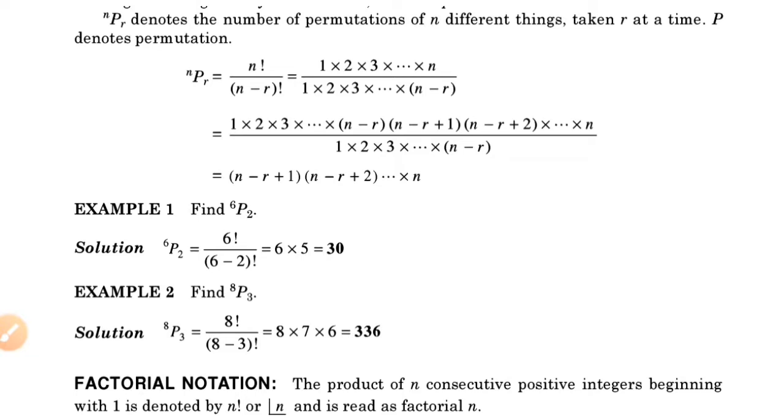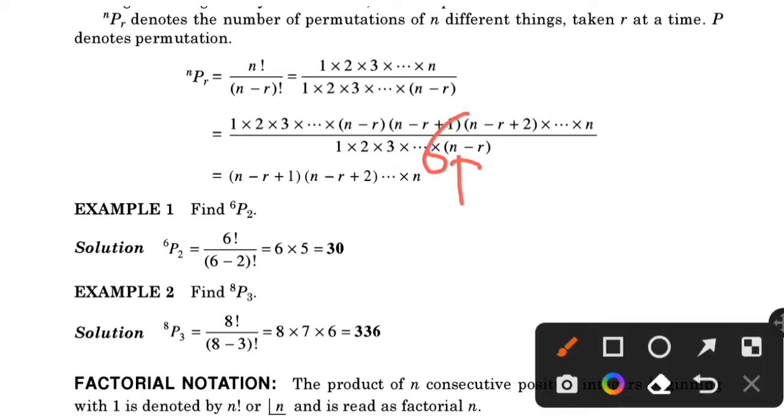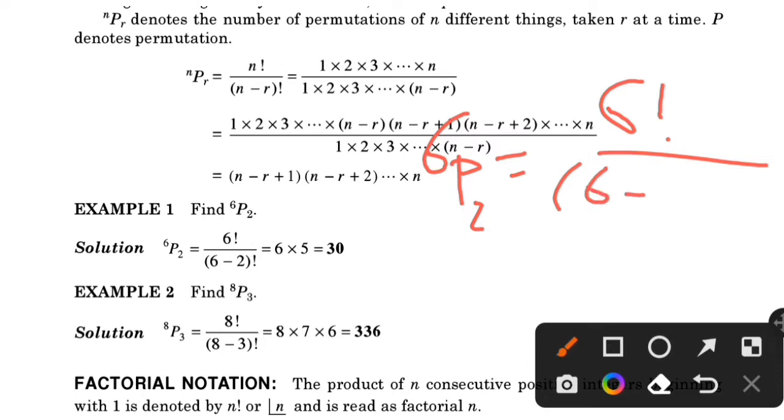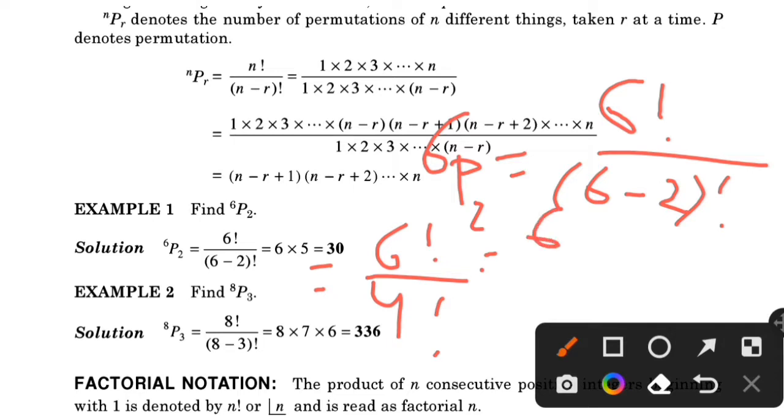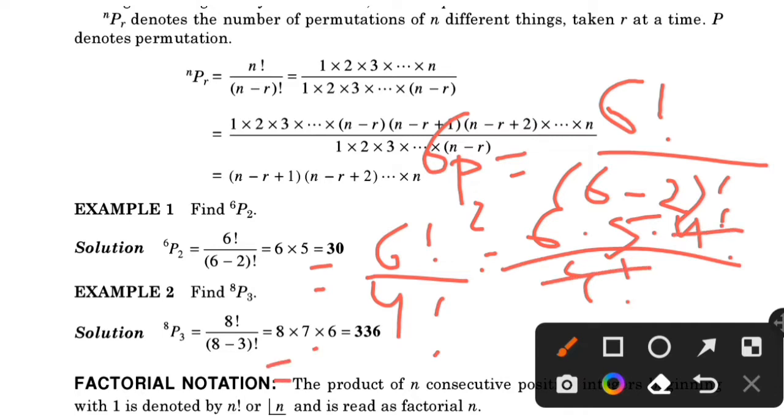Now in example number 1, we are asked to find 6P2. By the formula n factorial over (n minus r) factorial, instead of n we have 6 and instead of r we have 2. So 6 minus 2 factorial. So this will become 6 factorial over 4 factorial, and 6 factorial can be written as 6 5 and 4 factorial over 4 factorial. So 4 factorial and 4 factorial will be cancelled out and we remain with 30. So 6P2 equals 30.